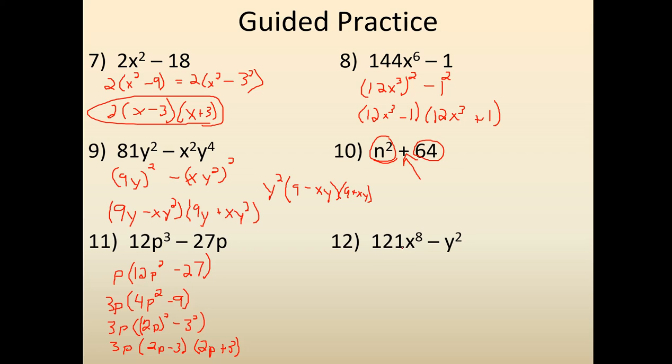Going into this one, 121 is a perfect square of 11. 8 divided by 2 is 4, and this is all being squared. And then we have y squared. So my factoring will be (11x to the fourth minus y)(11x to the fourth plus y).